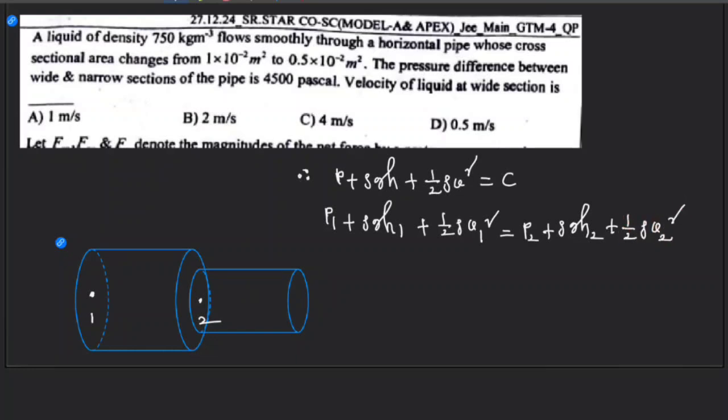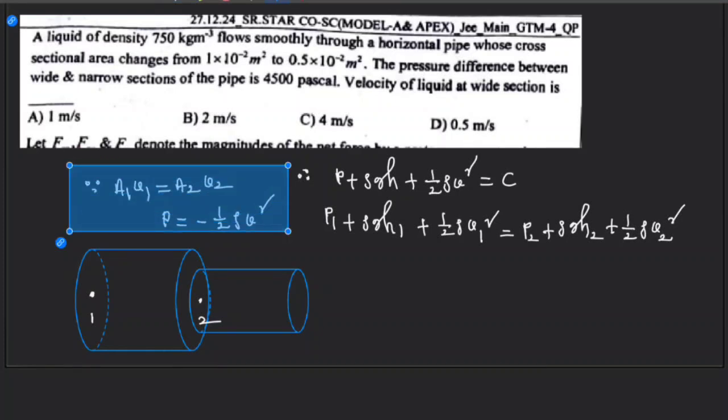And there is one more thing here you need to keep in mind from your basics, that is the continuity equation. What is the continuity equation? A1 V1 is equal to A2 V2. And you also have to keep in mind that P is equal to minus half into rho into V square. These two logics are important here in order to understand this. To understand, you need to keep these two things in mind. If you remember these two, solving this problem becomes easy.